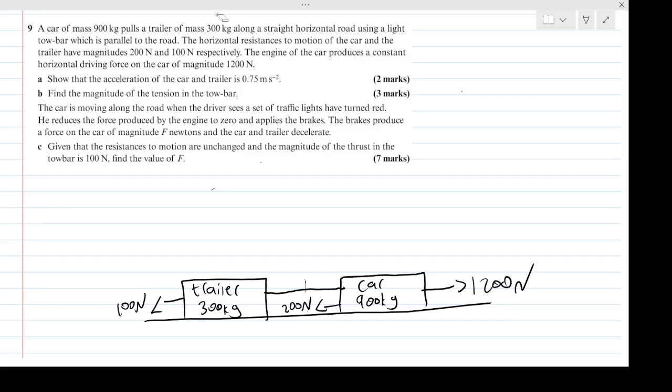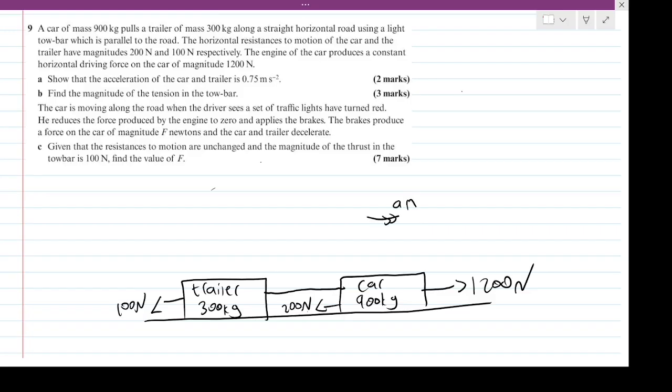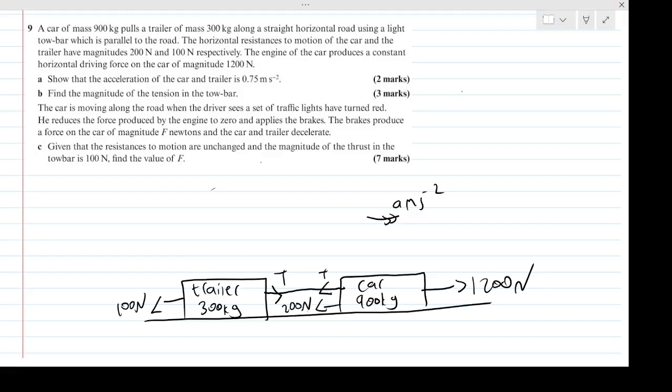Okay, then we're also told it's a rope, a tow bar, but that means if the car is moving forwards, so the acceleration is forwards, it's going to be stretched, okay? This tow bar is being stretched forwards, so the tension is going to oppose the stretching to the right, so it's going to go to the left. Likewise, the trailer is also pulling on the rope. It's going to pull it to the left, kind of like a tug of war situation. So the tension is going to go to the right to oppose the stretching. Okay, at either end.